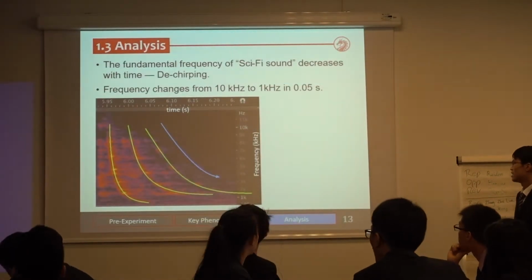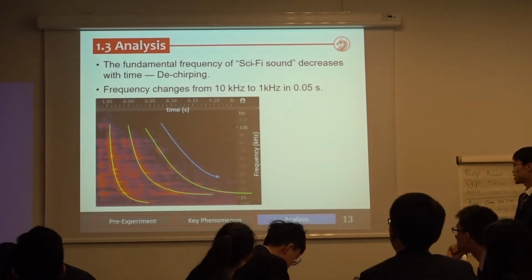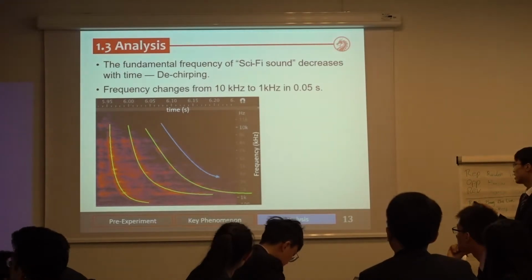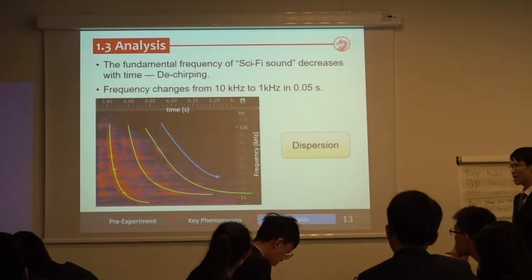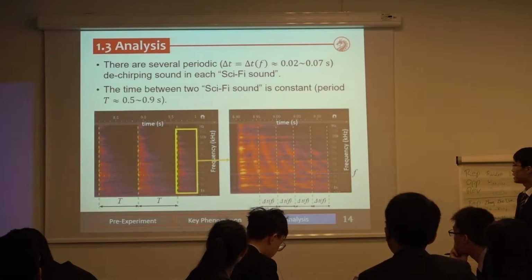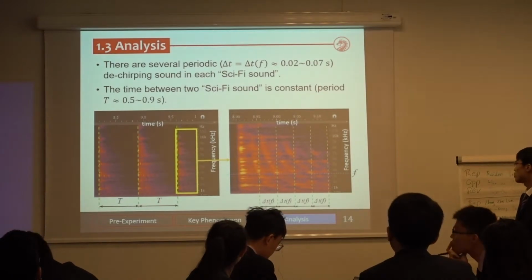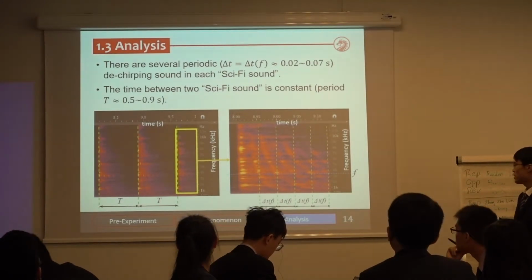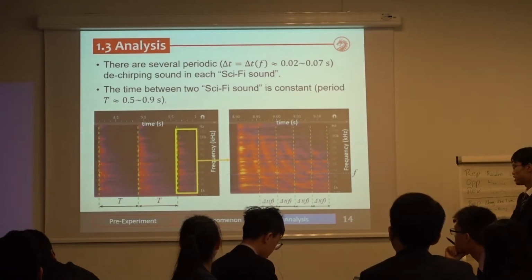And here's the analysis. I found the fundamental frequency of the sine phase sound decreases with time, which means a dispersive signal. The frequency in this graph changes from 10 kHz to 1 kHz in about 0.05 seconds, which means there's dispersion in the slinky, and I will focus on it in my further theory part. We also found several periodical sounds in each sine phase sound. The delta T, shown in this picture, is around 0.02 to 0.07 seconds, and the time between sine phase sounds is constant. The period is about 0.5 to 0.9 seconds, shown in this figure.